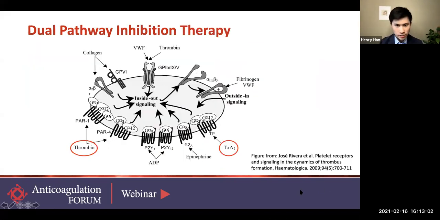So I also wanted to include this slide to give a bit of a mechanistic explanation for why we are talking about rivaroxaban and aspirin dual pathway inhibition therapy. In 2018, there was a study by Narula et al. where they actually looked at the histopathology of the arteries of patients that had critical limb ischemia.